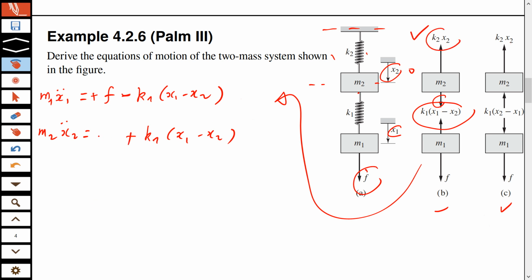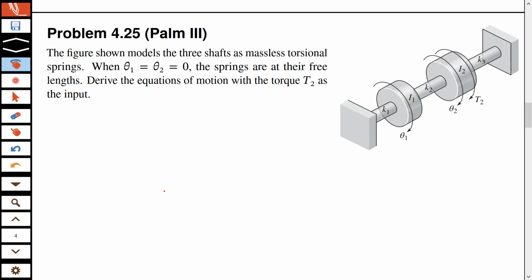Now K2 x2 is against x2, so that will come with a minus sign. Okay, so we don't need anything else because this is our equations of motion. Okay, equations of motion. You don't need to write one equation. You have two equations of motion, and that's good enough. They are both independent. Okay.